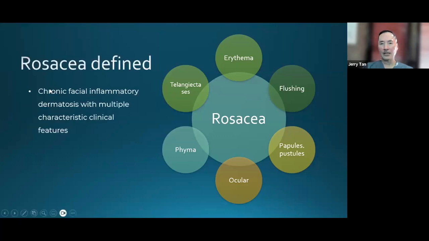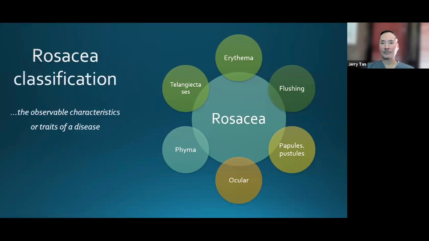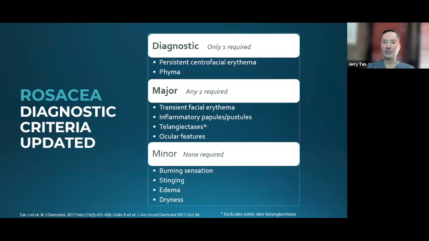And defined, it is a chronic facial inflammatory dermatosis with multiple characteristic clinical features. That's rosacea. And these features are the observable characteristics or traits of the disease, which is otherwise defined as phenotype. So what I'm presenting to you is a phenotype diagnostic criteria, as well as a phenotype classification system, to distinguish it from where we had some issues with subtyping.